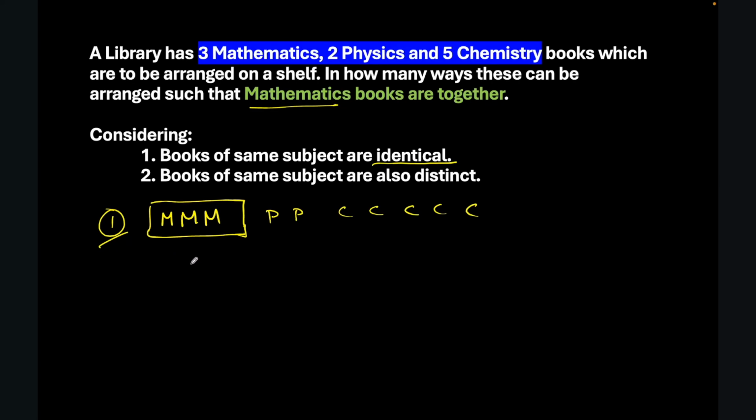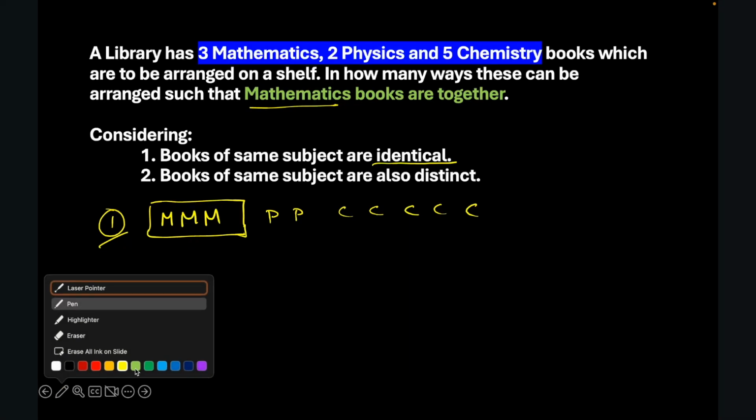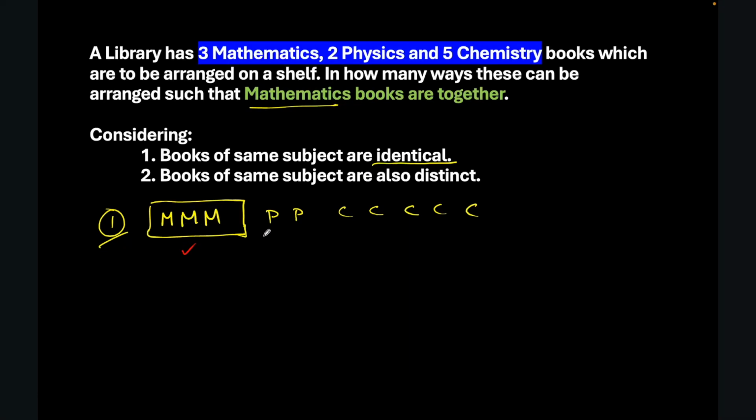Now how many ways can this actually be arranged? That's the key question. There are a total of 8 entities. Let me take a different color and I'll show them. This is 1, 2, 3, 4, 5, 6, 7, 8. I'm going to do it similar to what I did in the second video of permutations, I believe. So you have 8 factorial as the total ways they can be arranged. But physics is repeating 2 times, so I'm going to divide by 2 factorial. Just like I did for physics, I'm going to do it for chemistry as well, for 5 factorial.